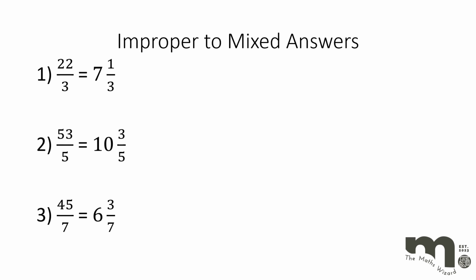Okay, and here are your answers to these then. So as you can see, we've got 7 lots of 3, and we've got a remainder of 1 there. 7 3s, remember, are 21. Then on here, we've got 10 lots of 5 to make 50 and a remainder of 3. So that's 10 3/5. Your bottom one, 6 7s are 42, and you've got a remainder of 3 just there to get to your 45.